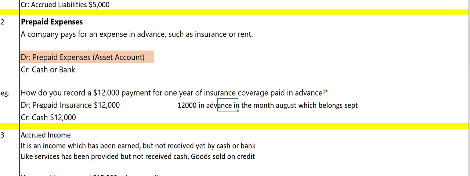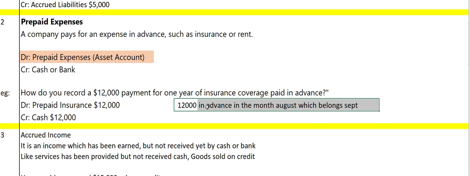The entry goes as prepaid insurance account debit 12,000 to cash. But why is this not an insurance account? Why is this a prepaid account? Because if it is an insurance account, it will go into the P&L. But in the profit and loss account, the expense does not belong to August. The expense is for the month of September, so it is already prepaid. So prepaid insurance account debit to cash.